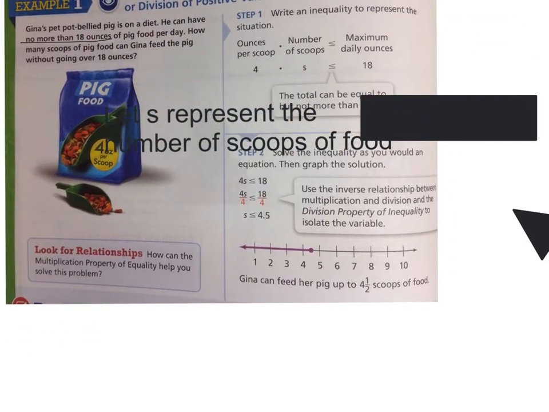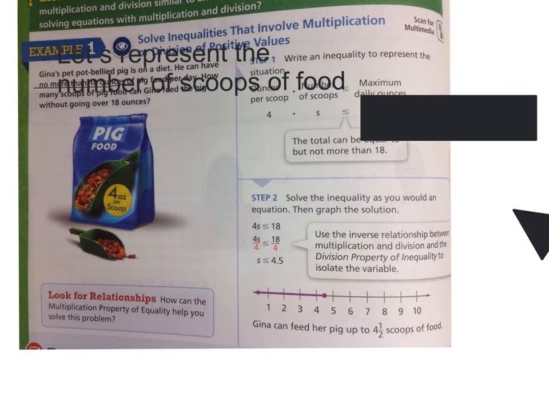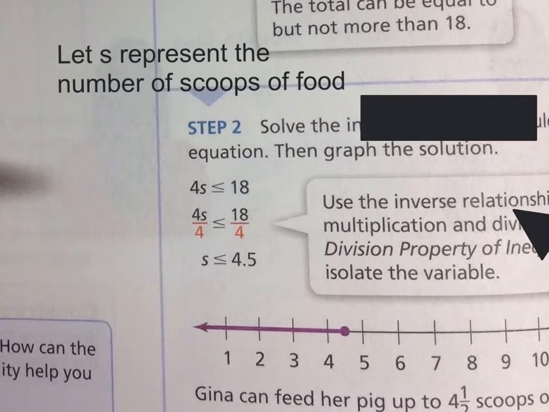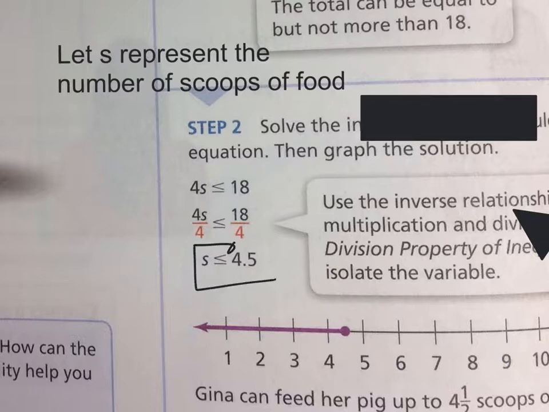When we solve the inequality, just like we did on equations, trying to get the variable by itself, we'll do the opposite operation. This one is multiplying, which means we need to divide by 4. You divide by 4 and you get 4 5/10 or 4 1/2. So that means the pot-bellied pig can't have more than 4 1/2 scoops of food per day.